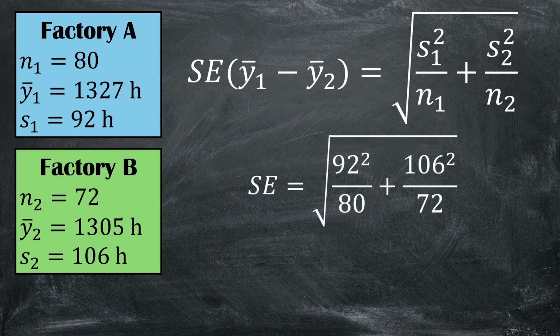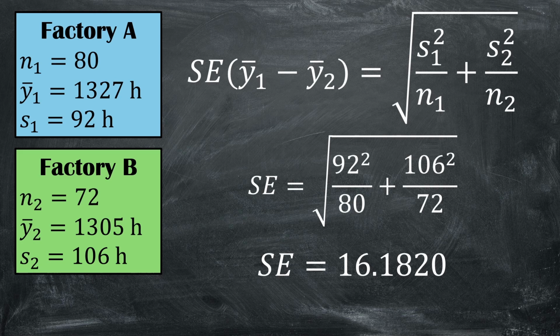Okay, so plugging in values, you see that we have two fractions. On the top of each fraction, you can see we have the sample standard deviation, so 92 for the first sample and 106 for the second sample. We need to square those values, and each one is divided by its corresponding sample size. In the end, you take a square root. Now, however you do this calculation, make sure you are able to get this answer, 16.1820.